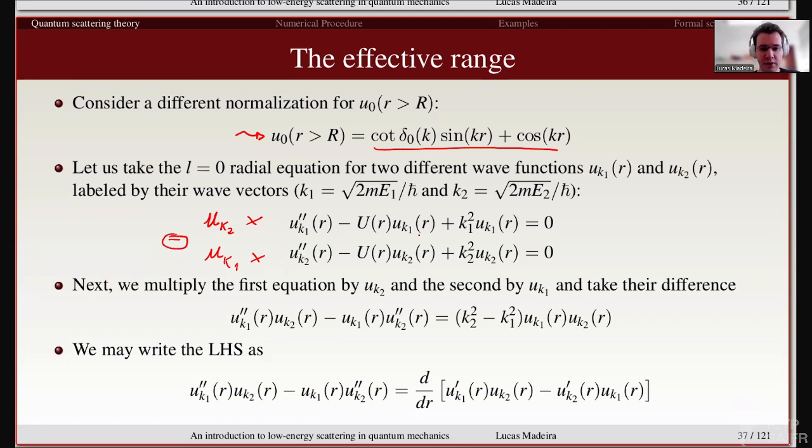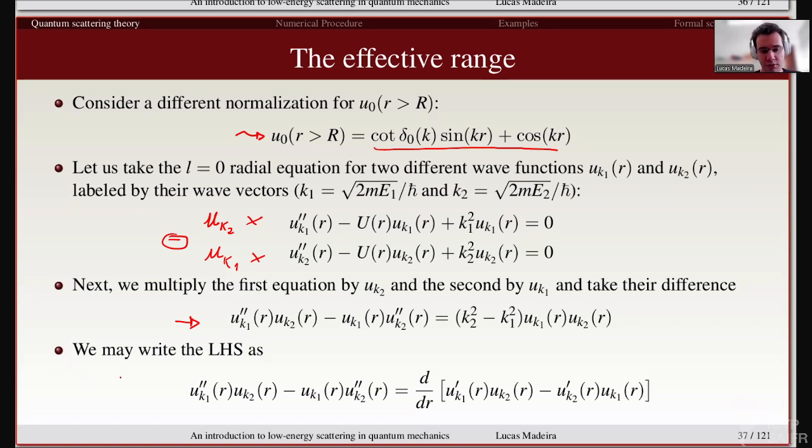If I do that, you can see that some terms cancel, especially those with the potential. That's the main trick here. And then I just have this equation here, which contains both the function and the second derivative for the two energies, K1 and K2, okay?